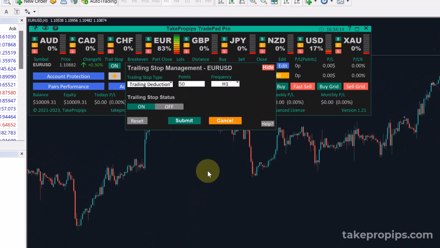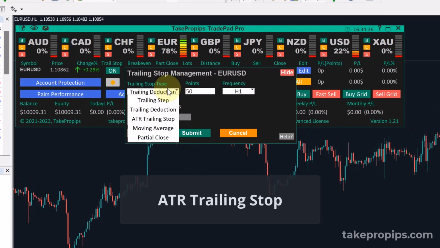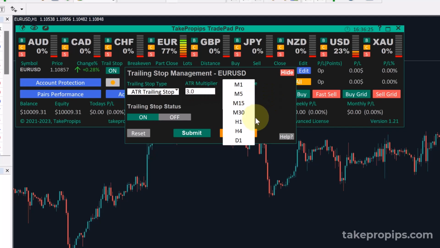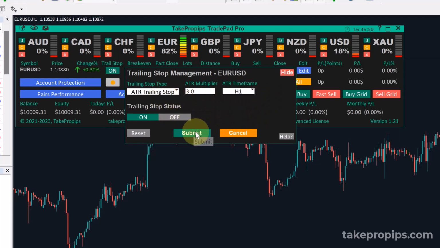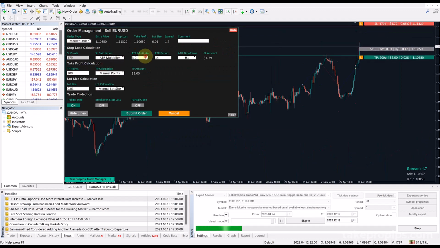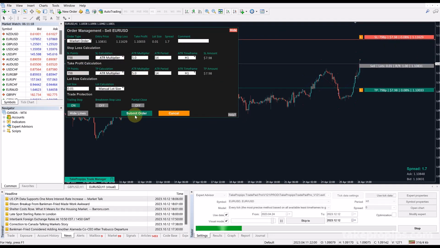Another method is the ATR trailing stop. This involves the average true range, a market volatility indicator. You can set a multiplier to this value, and the EA will adjust the stop loss by a factor of the ATR. For example, setting it at 3 means the stop loss is adjusted to 3 times the ATR value.